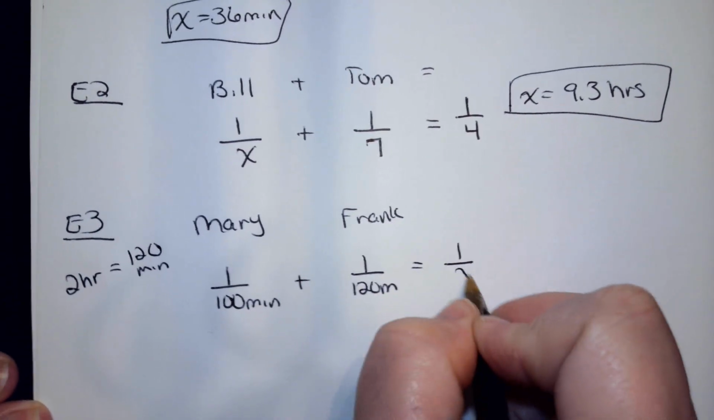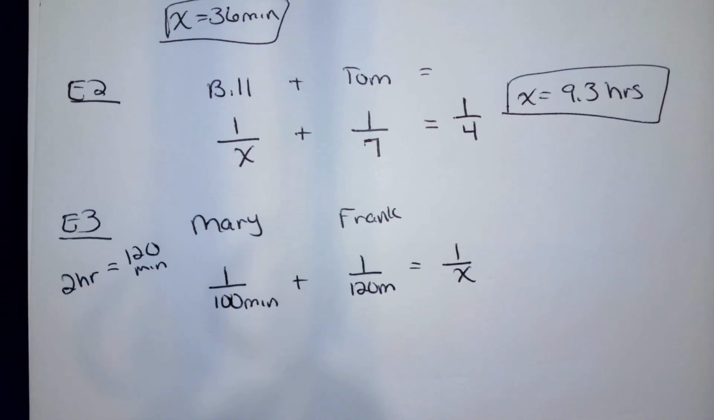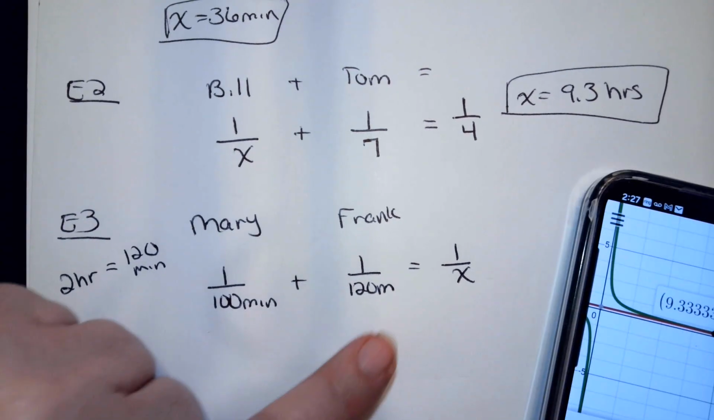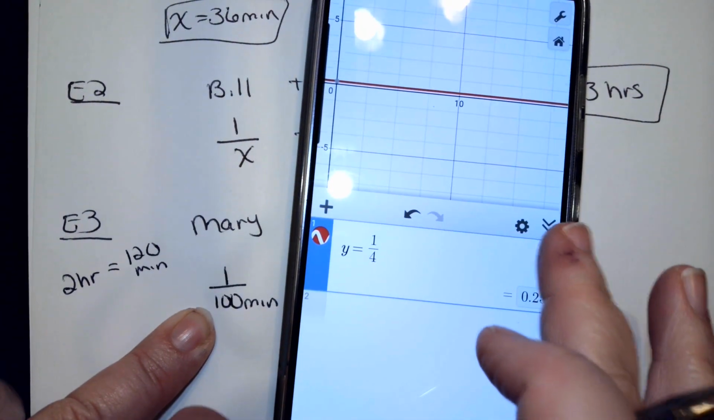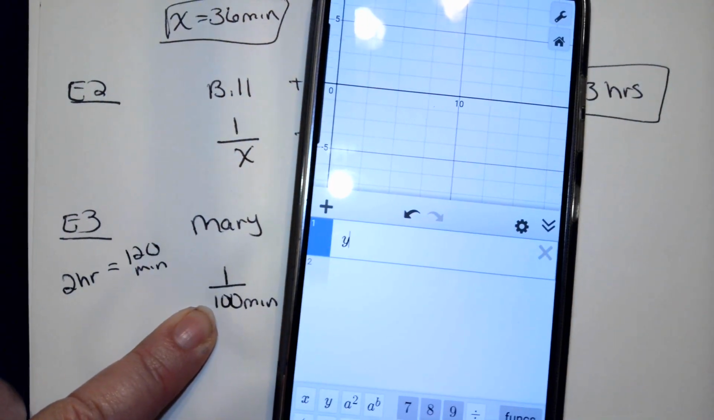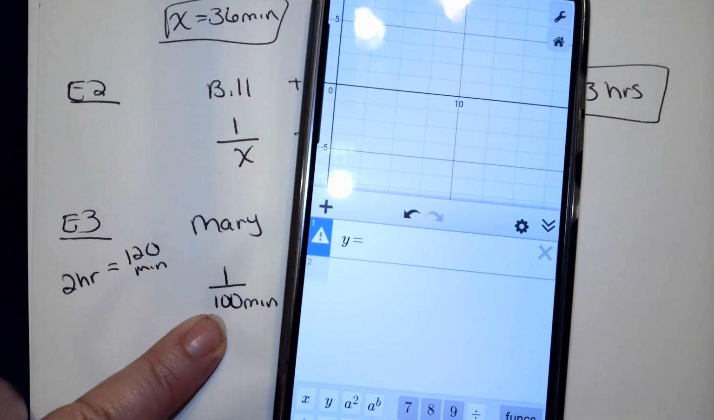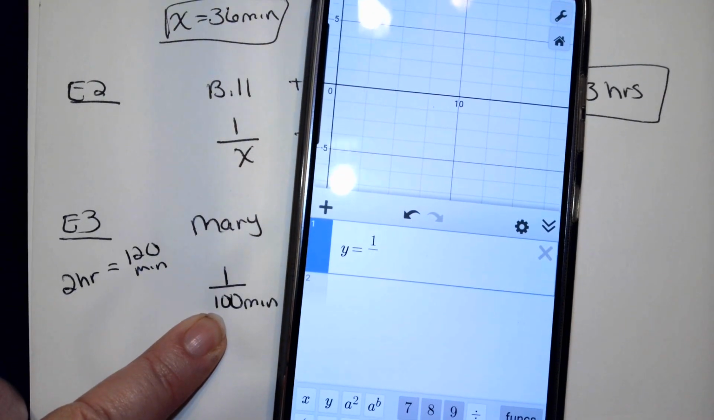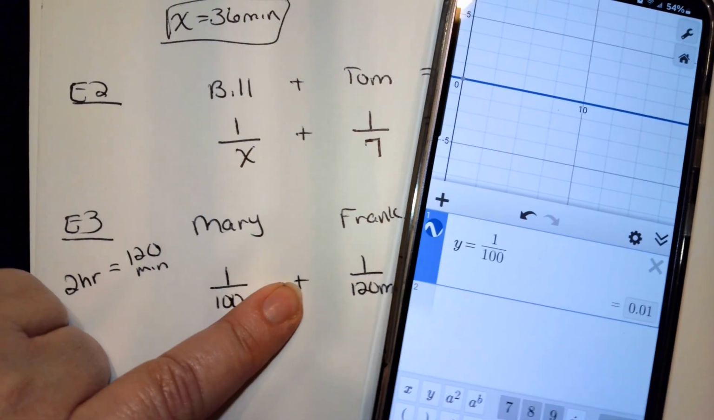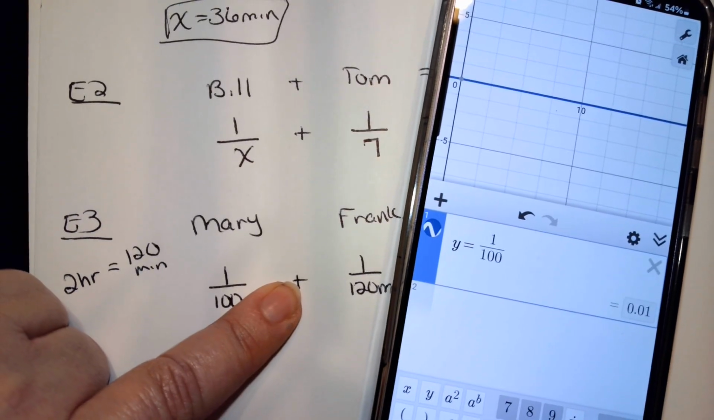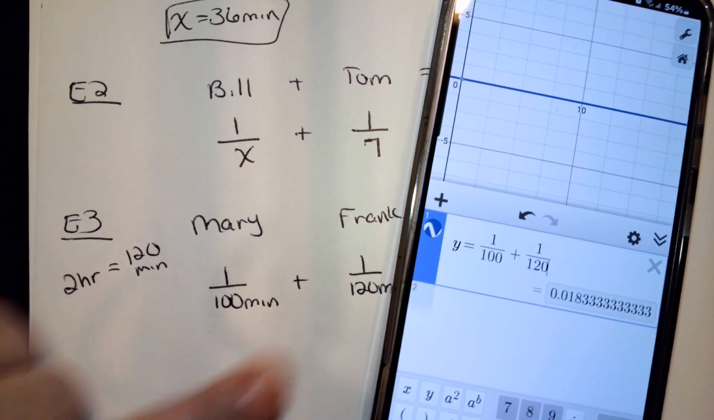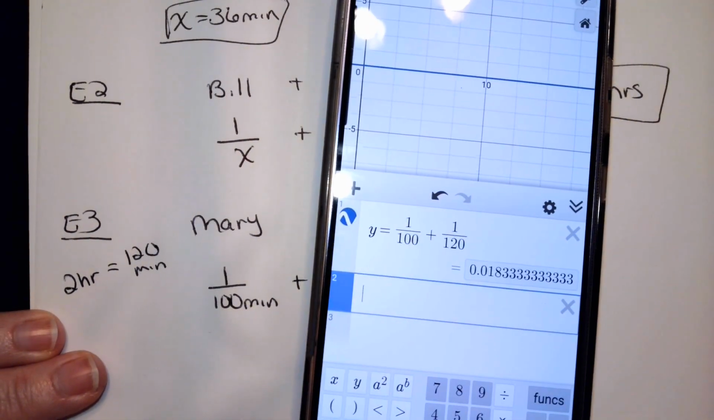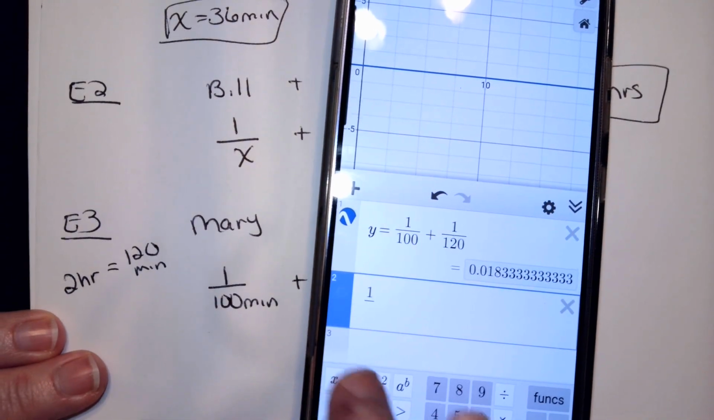Okay, so if they work together, how long would it take them? Again, we're going to do left side, right side. The left side does not have a variable, so we've got to do y equals 1 divided by 100, plus, oops, I forgot to cursor to the right, plus 1 divided by 120. And then I've got my 1 over x on the right side. So 1 divided by x on the right side.